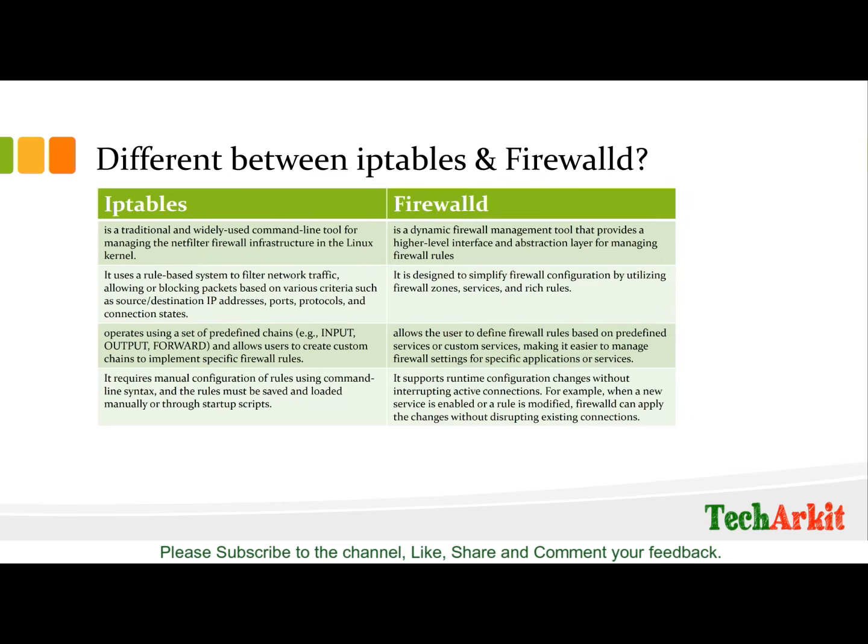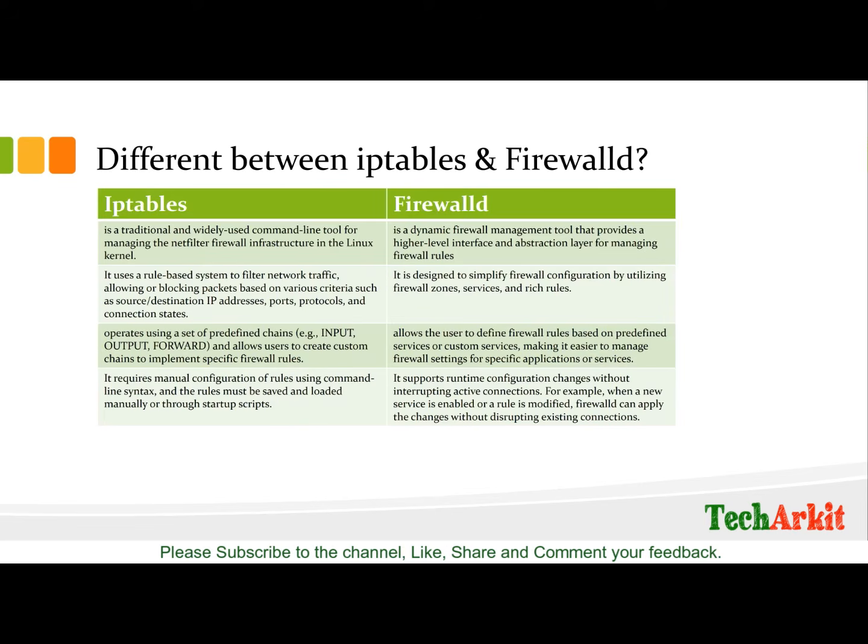In IP tables, it requires manual configuration of rules using the command line syntax, and the rules must be saved and loaded manually or through startup scripts. That's the IP tables. Firewalld supports runtime configuration changes without interrupting the active connections. For example, when a new service is enabled or a rule is modified, Firewalld can apply the changes without disturbing existing connections. So that is the major difference between the IP tables and the Firewalld.